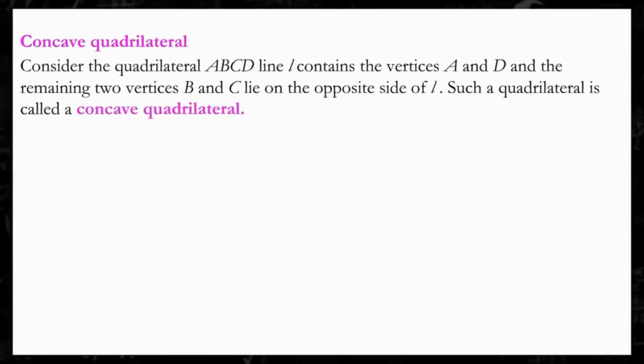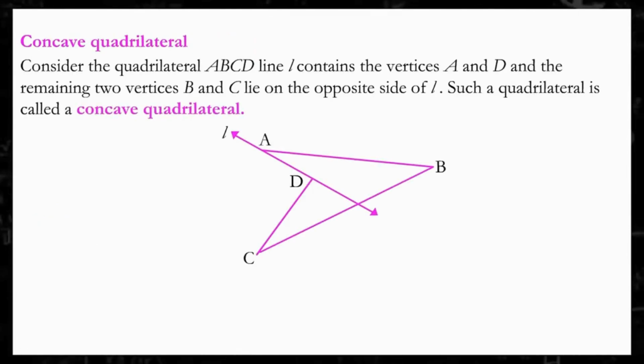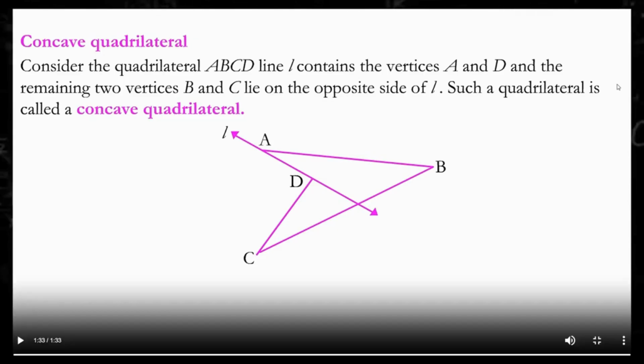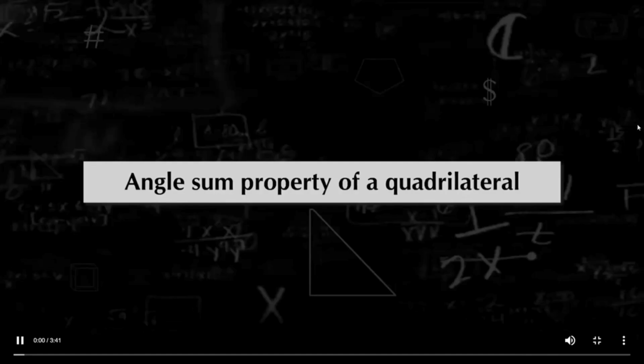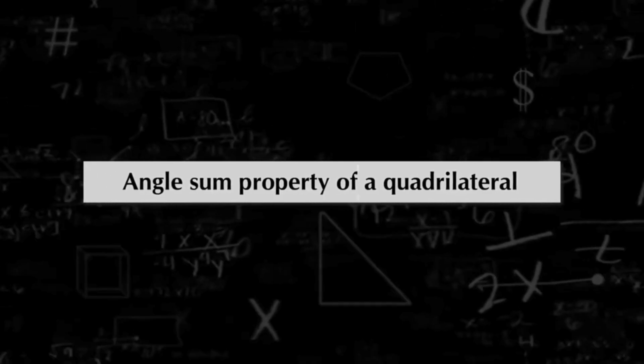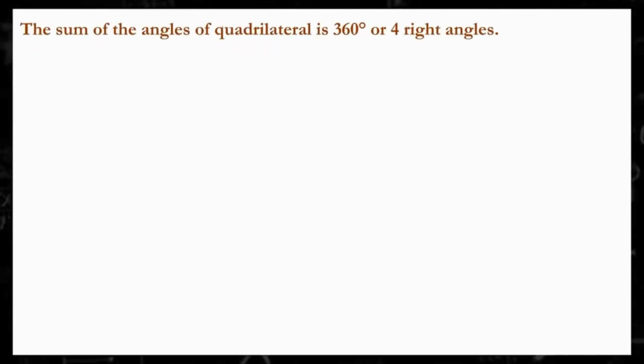Concave quadrilateral. Consider the quadrilateral ABCD. Line L contains the vertices A and D, and the remaining 2 vertices B and C lie on the opposite side of L. Such a quadrilateral is called a concave quadrilateral. Angle sum property of a quadrilateral. The sum of the angles of a quadrilateral is 360 degrees or 4 right angles.